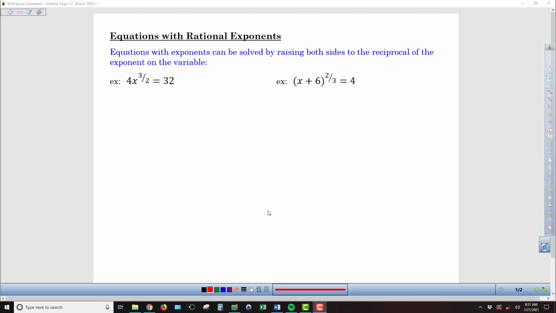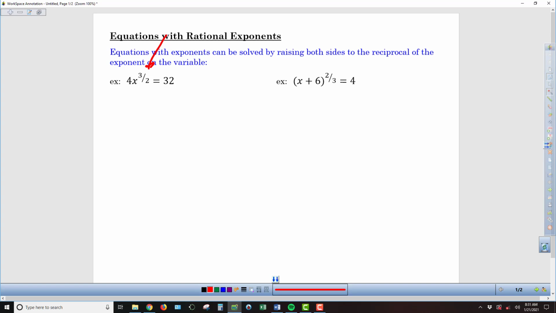When faced with an equation that has a variable with a rational exponent, meaning an exponent with a fraction in it, the easiest way to clear that exponent, to get the x so that it no longer has that exponent so we can solve for x, is to raise both sides of the equation to the reciprocal of that exponent.